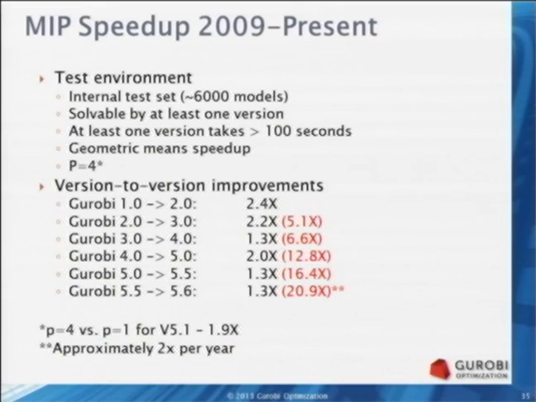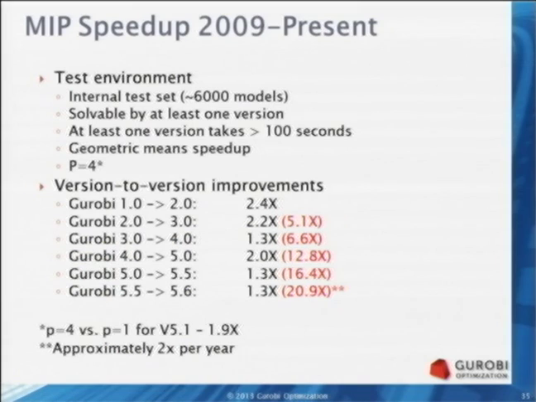So these are MIP speedup numbers going from 2009 to the present. This is for a set of MIP models that take more than 100 seconds. What we're doing is computing version-to-version improvements for various versions of our product. And just to say, none of these versions of the product were behind the state of the art. So this is not us catching up. This is really the progress of the state of the art.